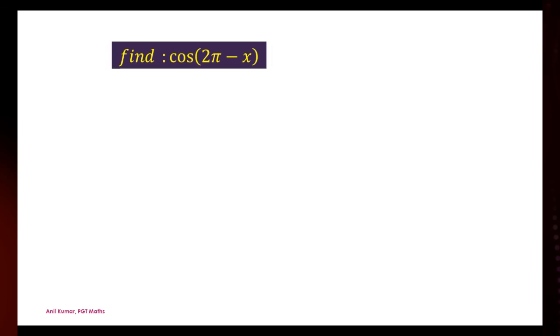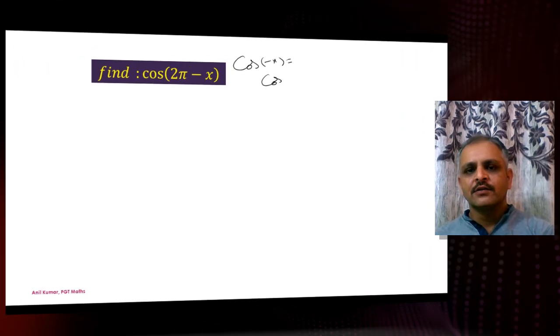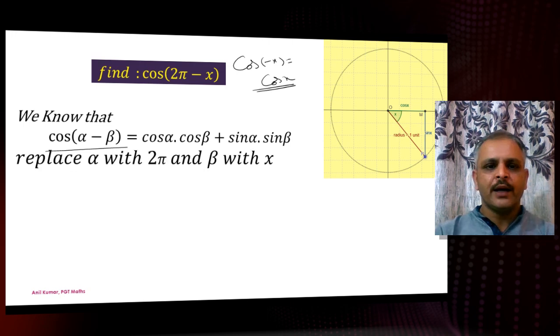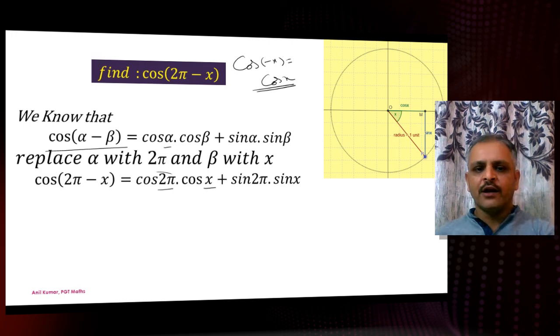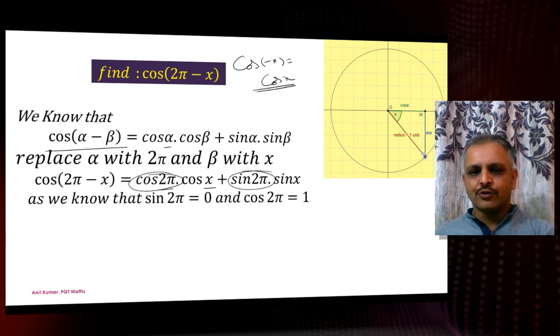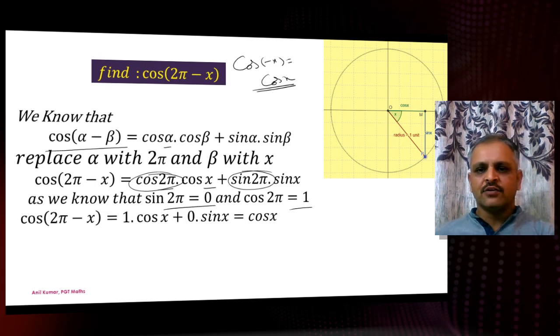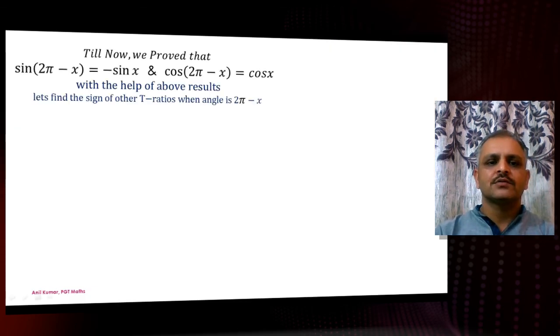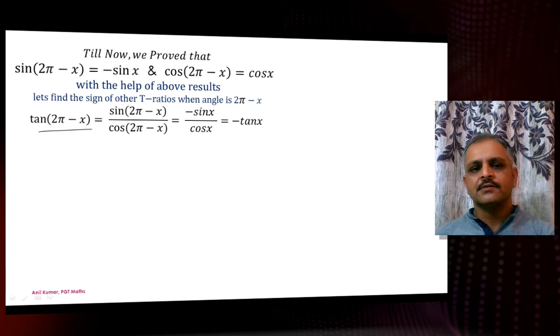Similarly, cos of 2 pi minus x is equal to cos of minus x, and cos minus x was cos x. So apply cos alpha minus beta, replace alpha with 2 pi and beta with x. Put the values: cos 2 pi is 1 and sine 2 pi is 0. So the answer is cos x. You can check that. And then the remaining three ratios: tan 2 pi minus x is sine upon cos, which is minus sine x upon cos x, that is minus tan x.